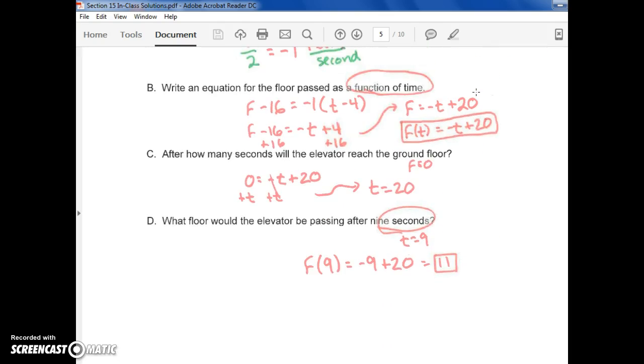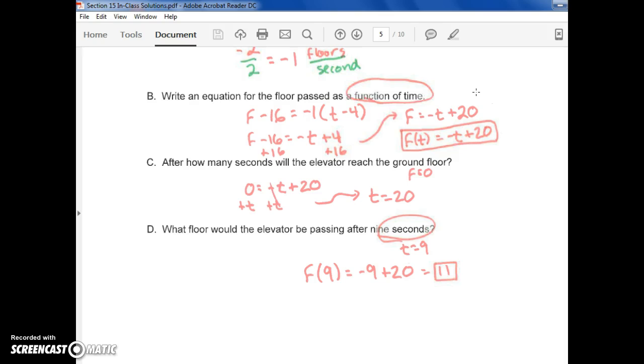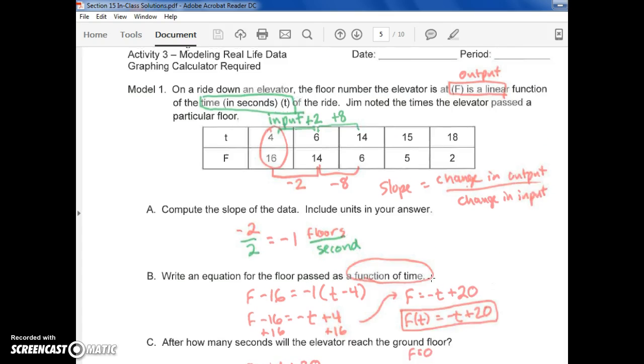And then in part D, what floor will the elevator be passing after 9 seconds? We're going to plug 9 into the function, -9 plus 20, and we'll get 11. Again, that makes sense because between 6 and 14, time 9 falls in there, and the floors are 14 and 6, so between there we get floor 11.